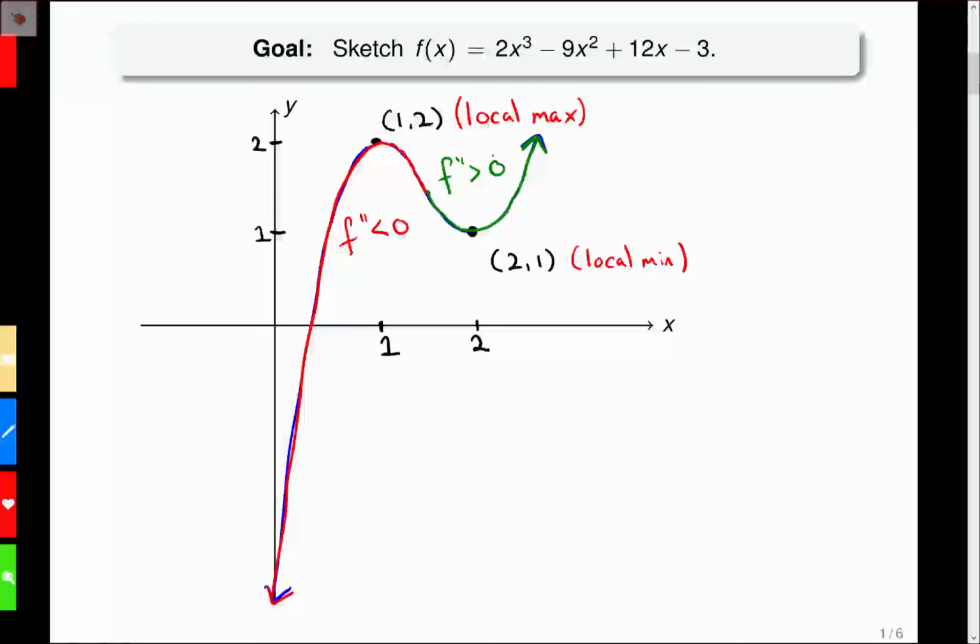Thus, at this point, where the concavity changes from concave down to concave up, the second derivative will be 0. A point where the concavity changes is called a point of inflection.